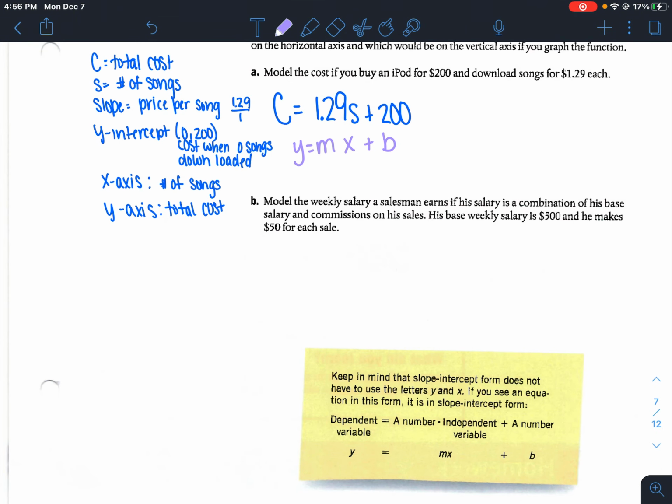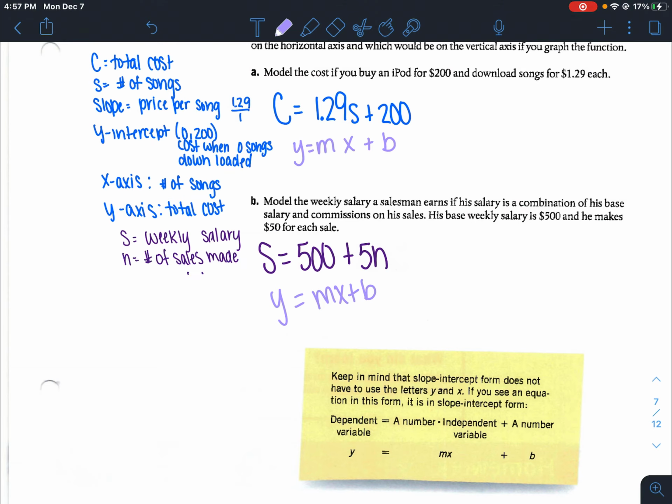Okay, similar to part B, model the weekly salary of a salesman if he earns his salary in a combination of his base salary and commissions on sales. So each week his base salary is $500 and he makes $50 for each sale. So I wrote that as S equals his base salary of $500 plus $50 for each sale. Remember, y equals mx plus b. I know this is written backwards, but that's okay. S will be the weekly salary, and N will equal the number of sales that he made in each week.